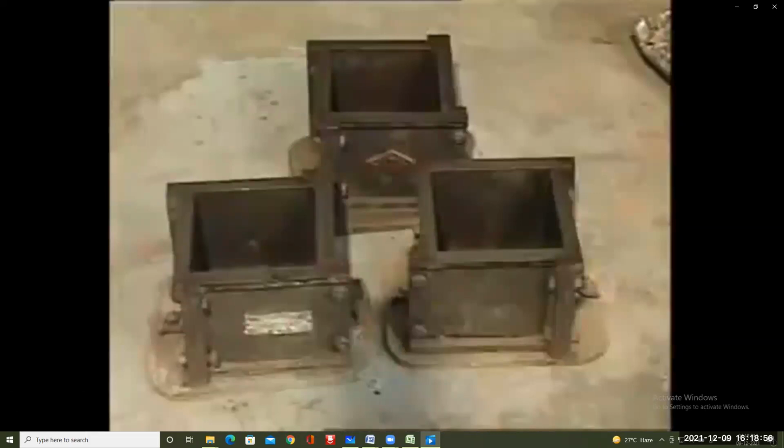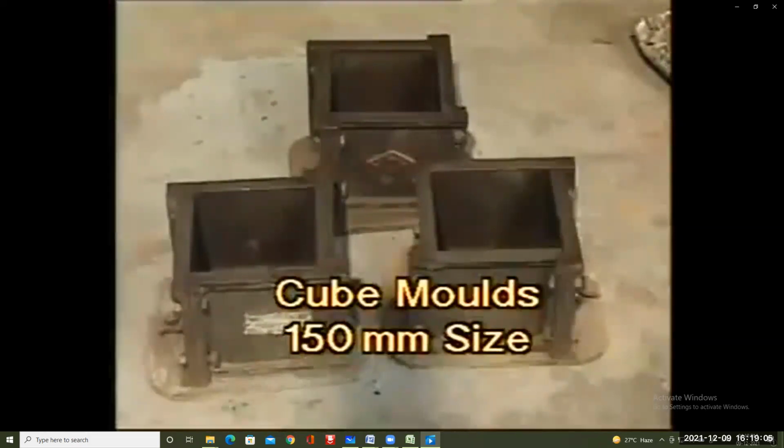In this video program, we shall demonstrate the procedure for casting and testing of cement concrete cubes. The equipment and accessories required for making the concrete cubes and testing them for their compressive strength are cube molds of 100 mm or 150 mm size with IS mark. We are using 150 mm cube molds in this case.